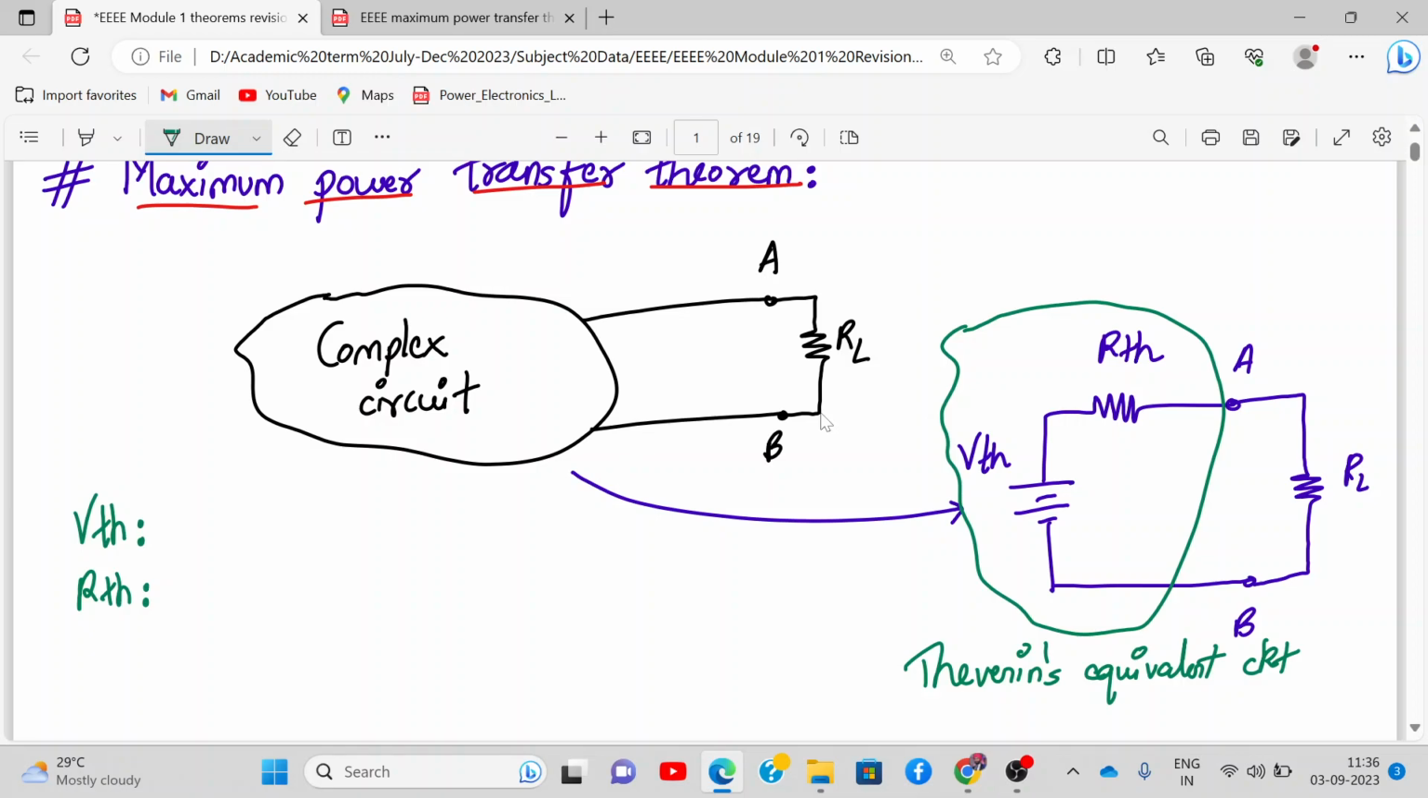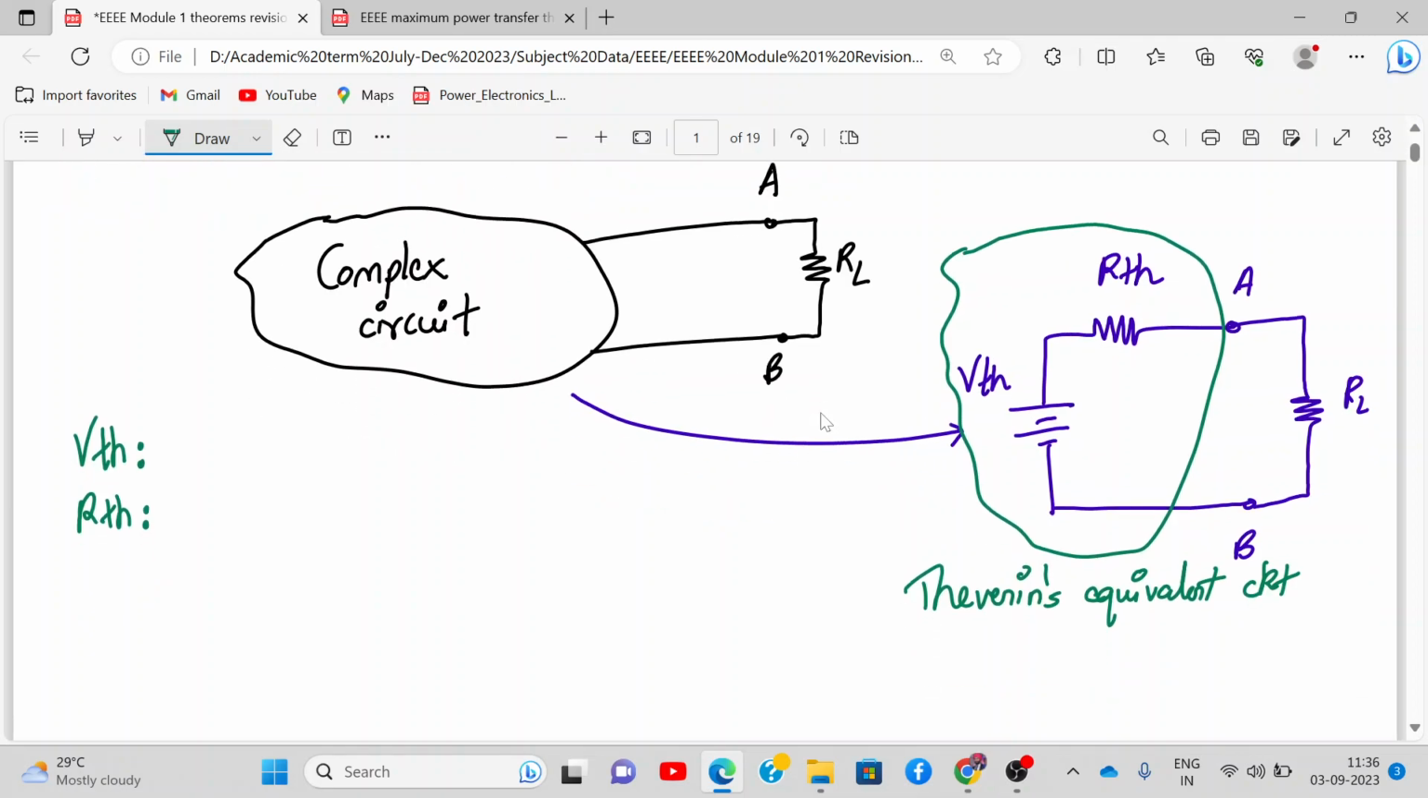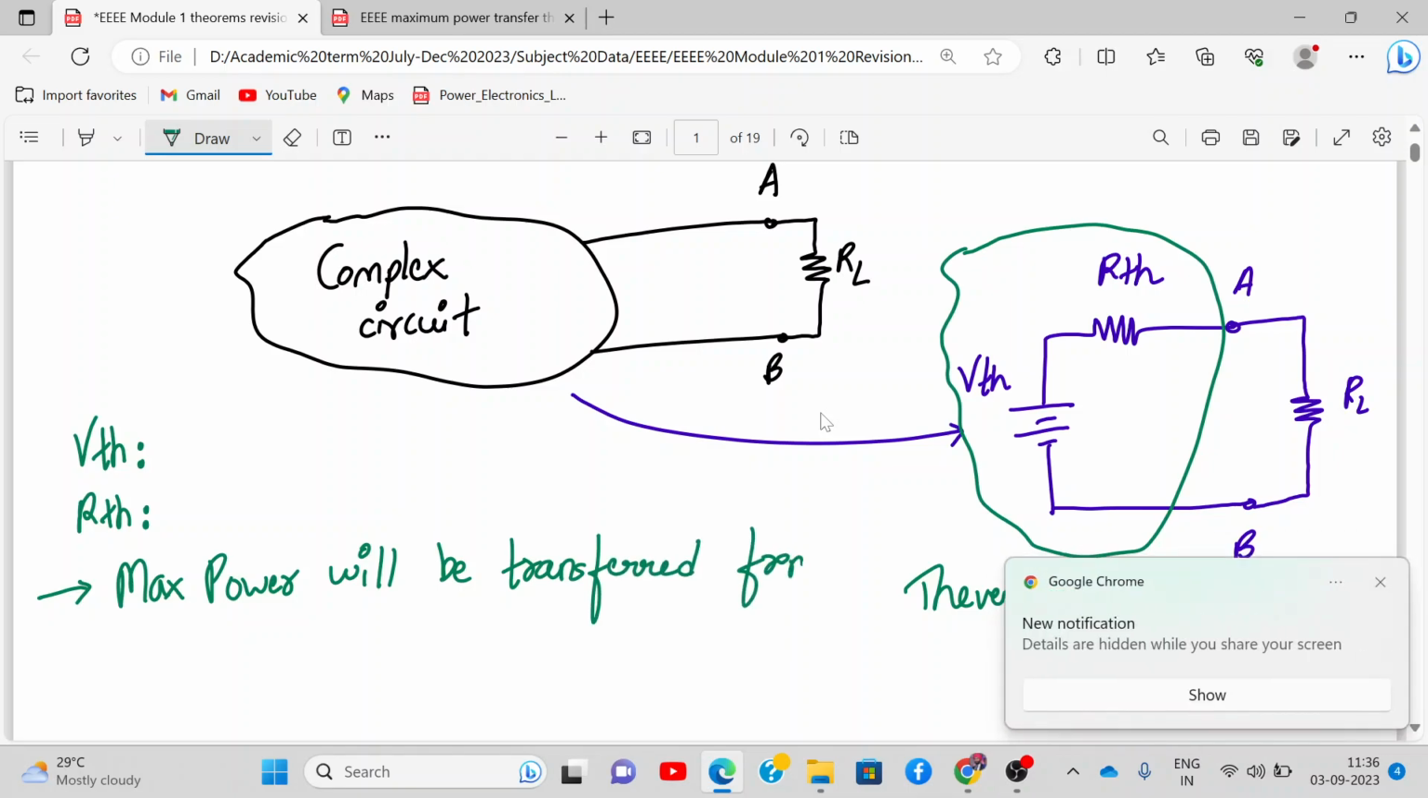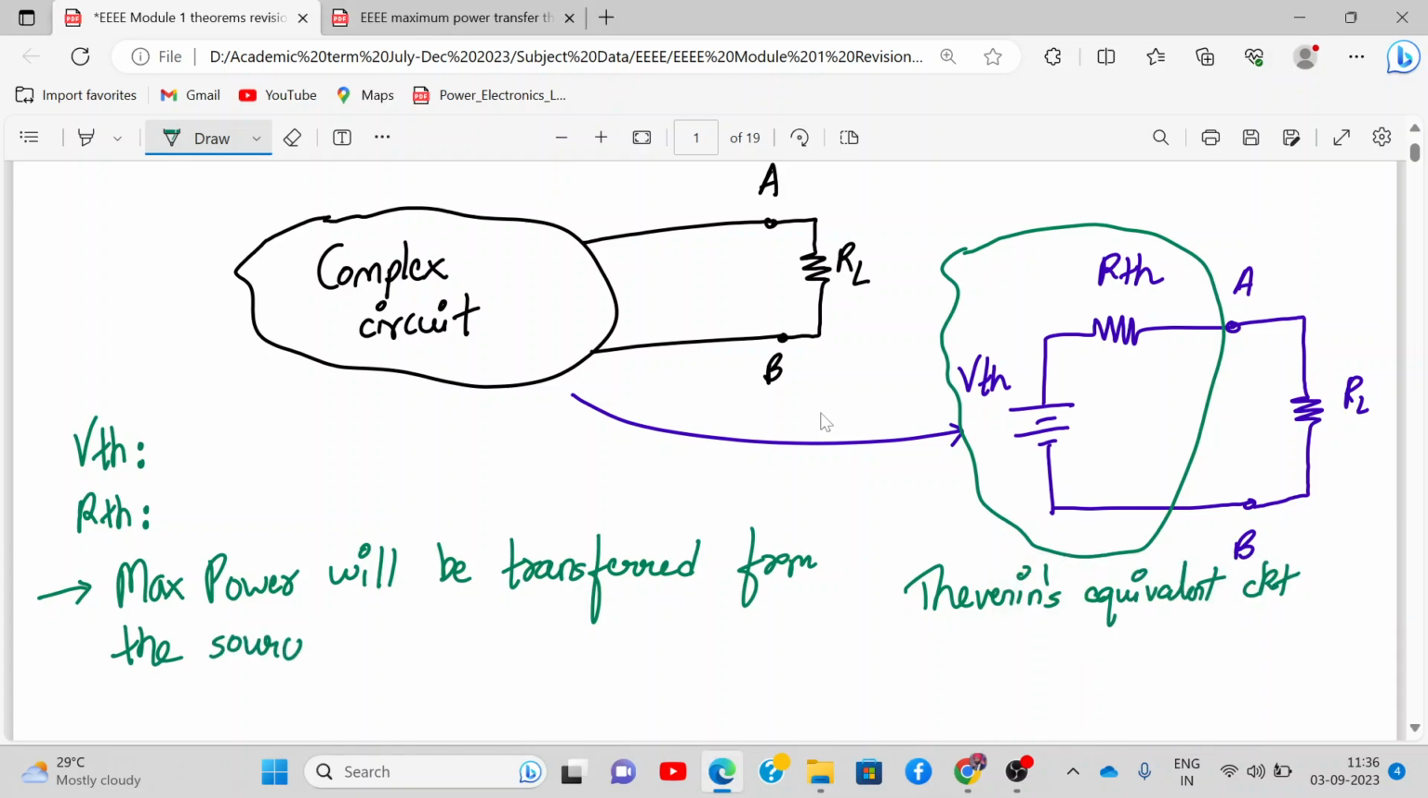Now, what is the maximum power transfer theorem? So write one statement over here. Your maximum power will be transferred from the source to the load when RL is equal to RTH. Okay, so this is the maximum power concept.